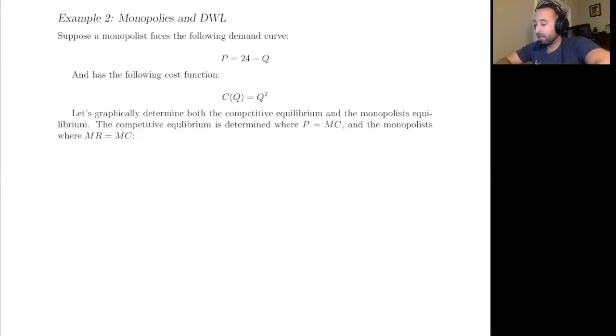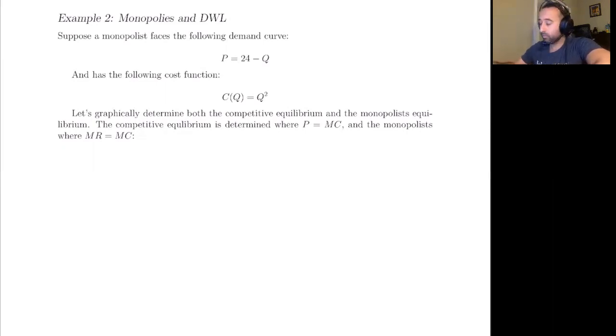So with that setup in mind, let's jump into an example talking about monopolies and this concept of deadweight loss. Suppose a monopolist faces a market demand curve P equals 24 minus Q, and has a cost function for the firm itself of C(Q) equal to Q squared. I want to graphically determine both the competitive equilibrium and the monopolist equilibrium, and then talk about the welfare implications of each.